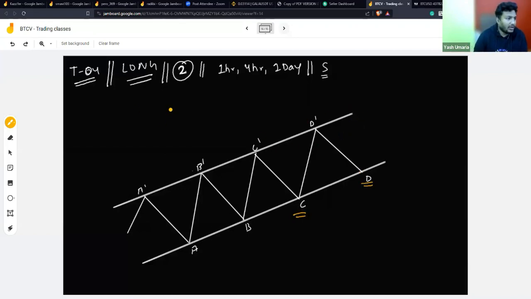Now I also got this answer: C dash, C, D, and D dash. In this answer, two things are wrong, of course, which are C dash and D dash. Why?